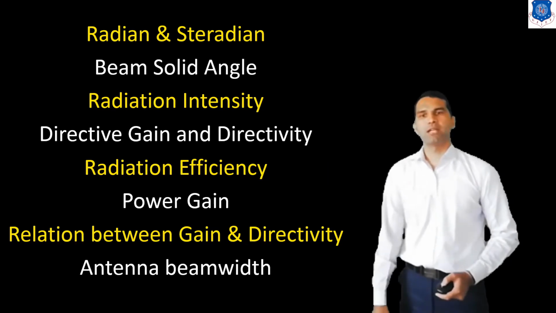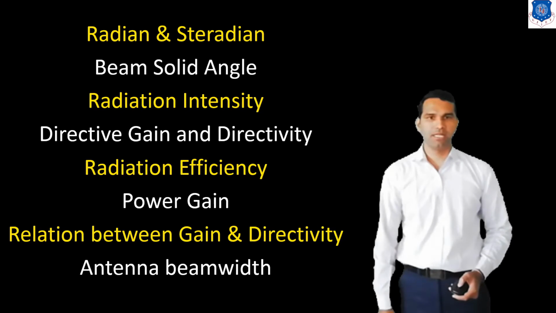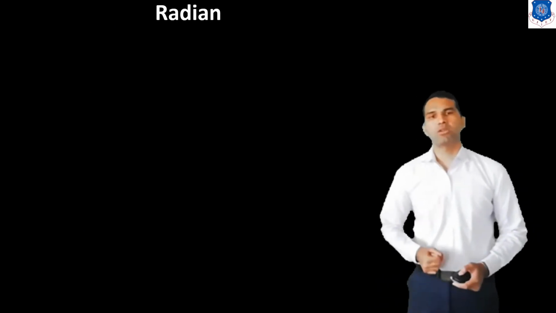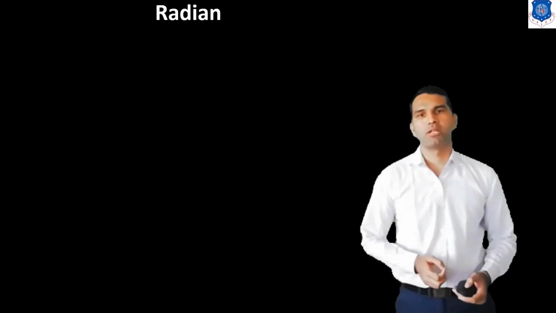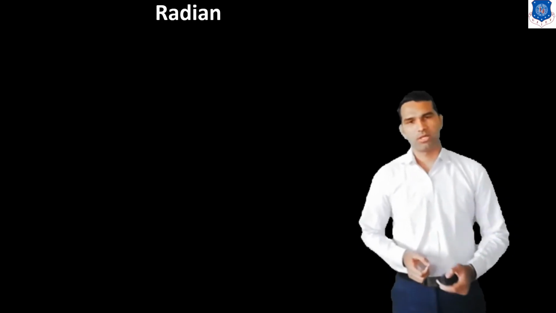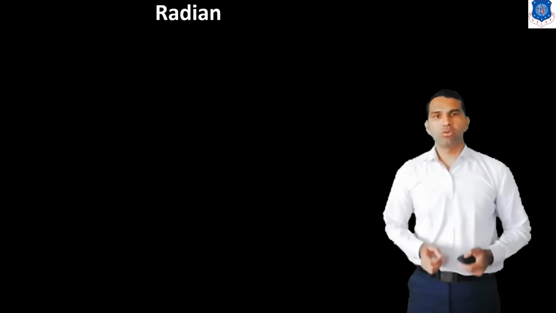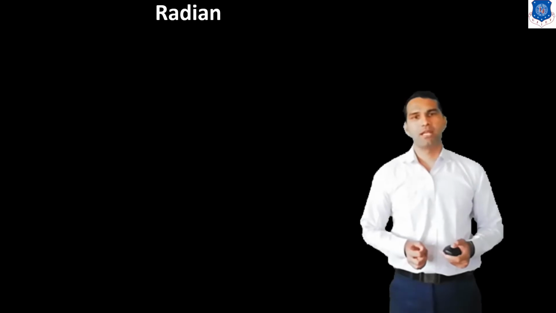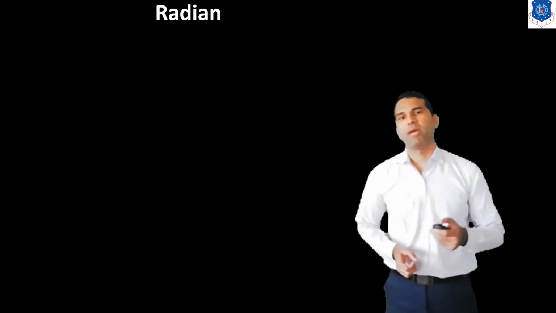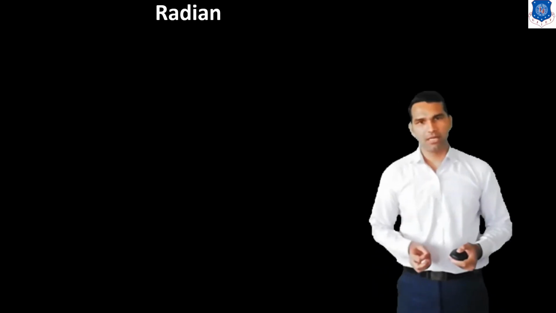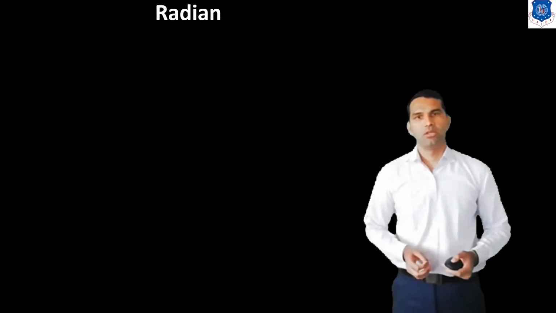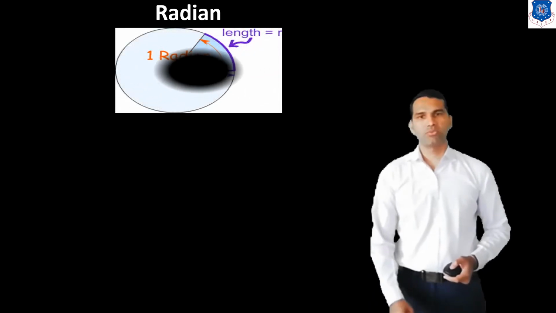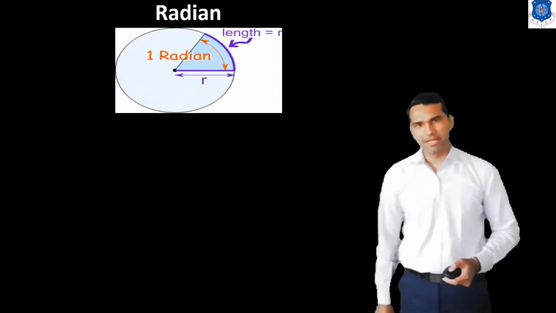So now we start with the radian and steradian. What is a radian, and what is the importance of the radian? Why do we study the radian and steradian? To understand the radiation pattern, these two definitions are very important. The first one is the radian and the second is the steradian. So first we understand what is the radian.